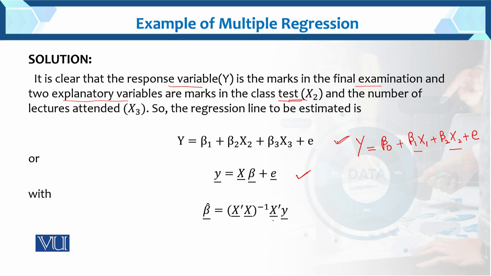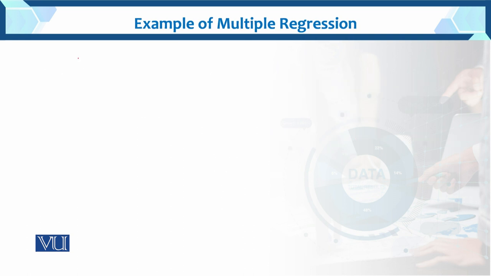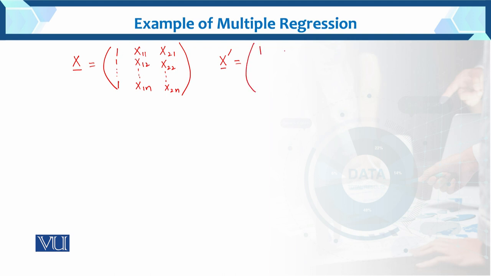Aur beta cap ki value hamare paas determine kaise ho rahi hai? Now we have the matrix X, which is equal to this: 1, 1, up to so on 1; X11, X12, up to so on X1n; X21, X22, up to so on X2n. This is the X, and here is the X transpose, which is equal to the rows ko column mein convert kar le: 1, 1, up to so on, 1.